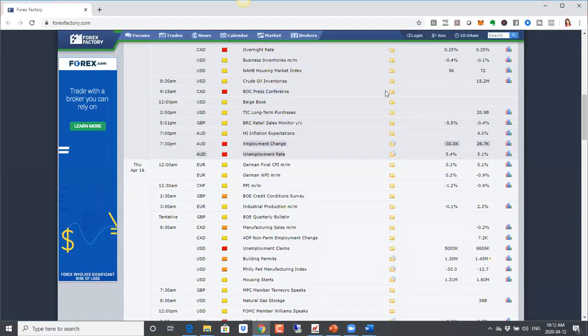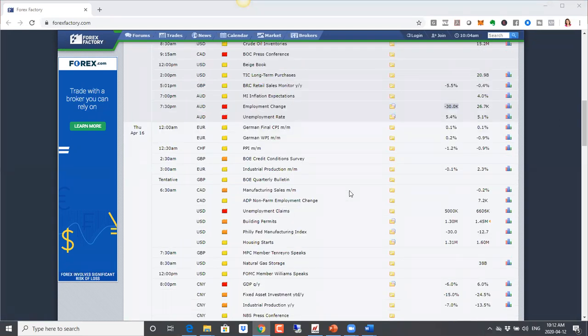Employment numbers here for Australia. We have seen the Australian dollar do well this week, but if these numbers, as we can see, are supposed to decline, which is what we're seeing around the world, but are worse than expected, like we saw in the US, then we could see the Australian dollar decline as a result.